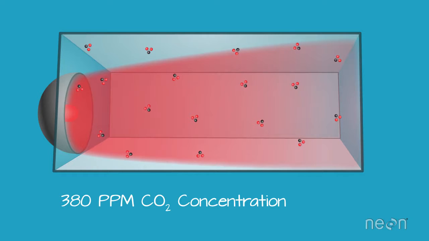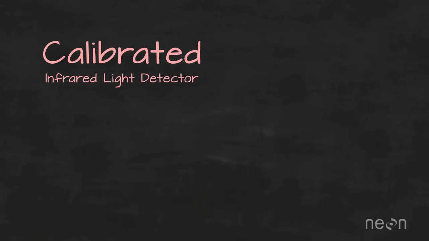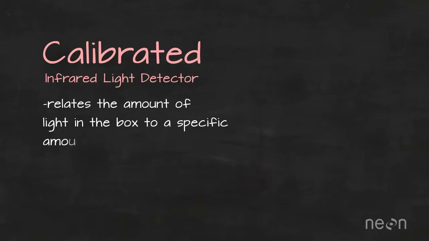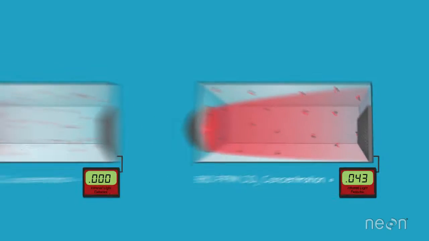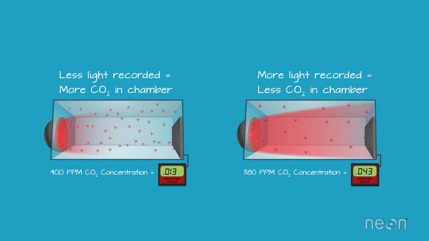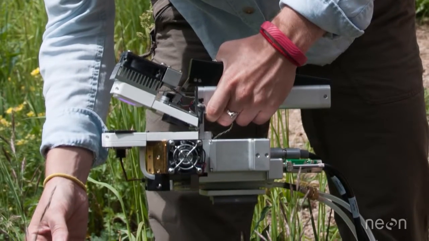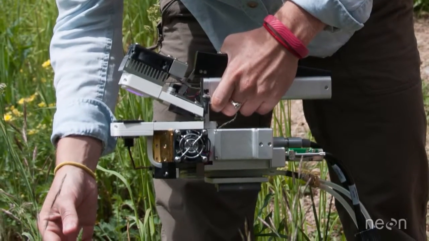Now, equip the chamber with a detector that can measure the amount of light that makes it to that end of the chamber. The detector is calibrated, which means that it relates the amount of light recorded in the box to a specific amount of CO2. So more light recorded means less CO2 in the chamber, and less light recorded means more CO2 in the chamber. This chamber system is called an infrared gas analyzer. Infrared gas analyzers are commonly used to measure CO2 uptake.